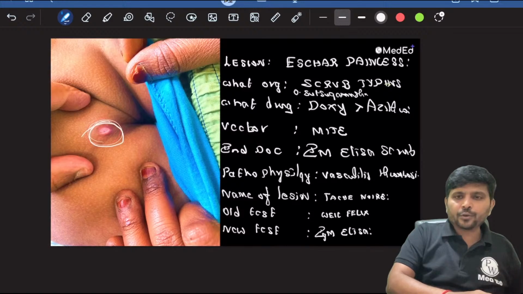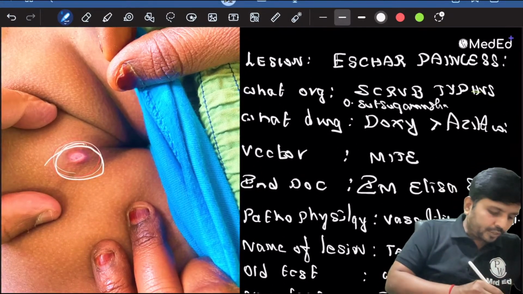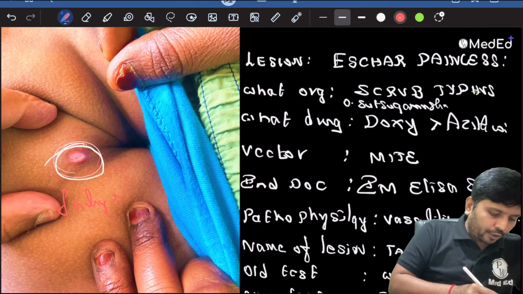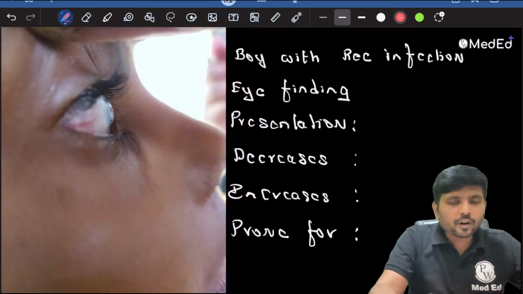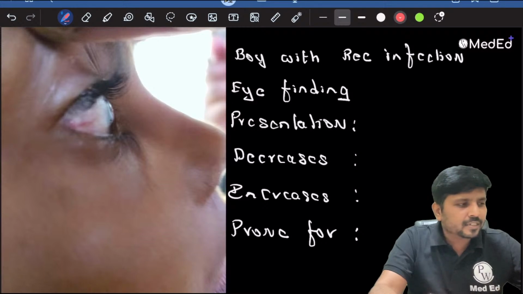PDF will be shared to you, don't worry. So tache noire, painless ulcer. Next, so what is this? A boy with recurrent infection. What is this finding?